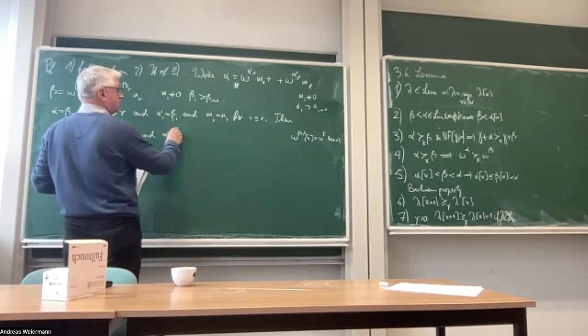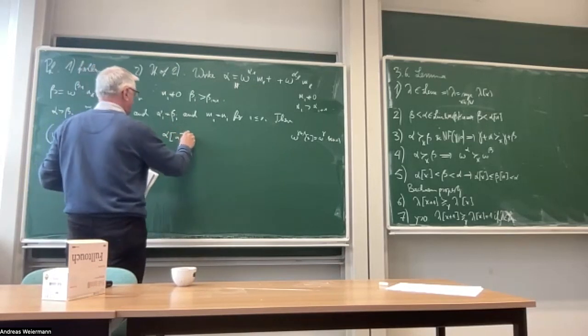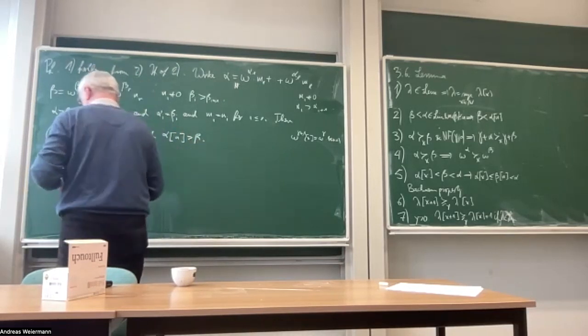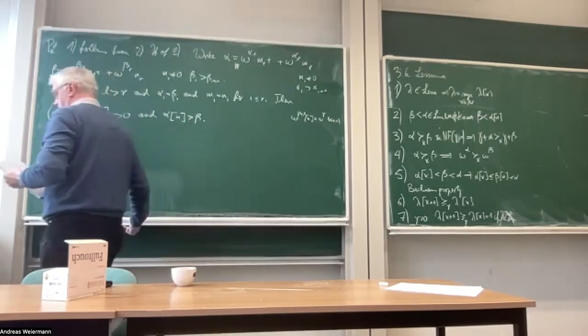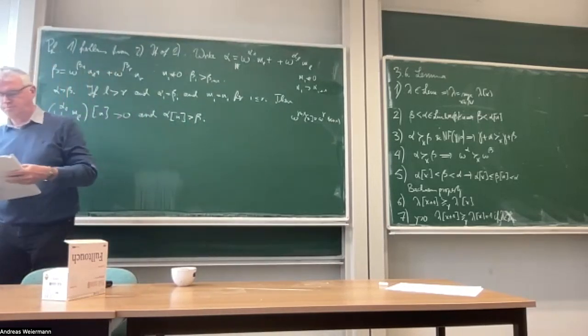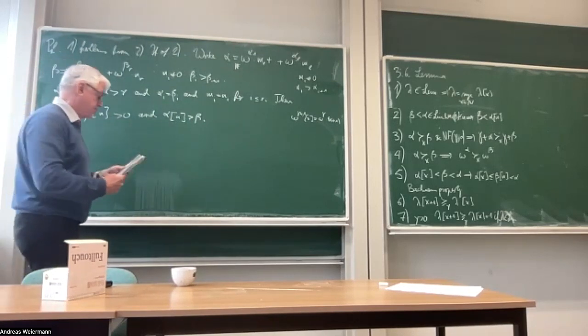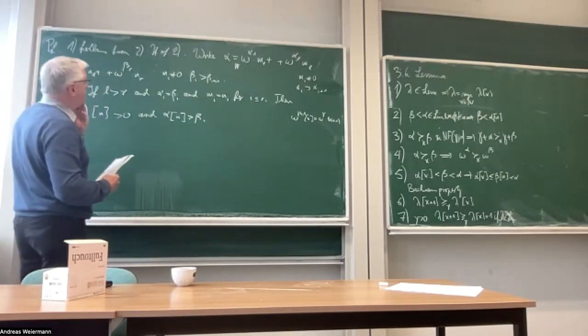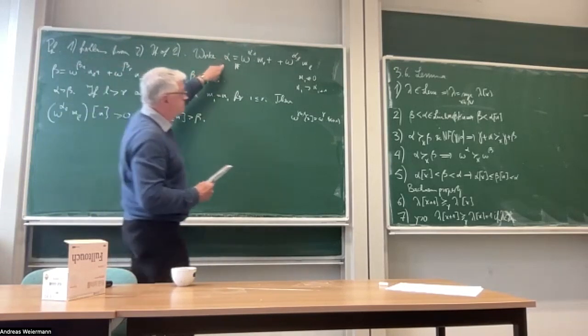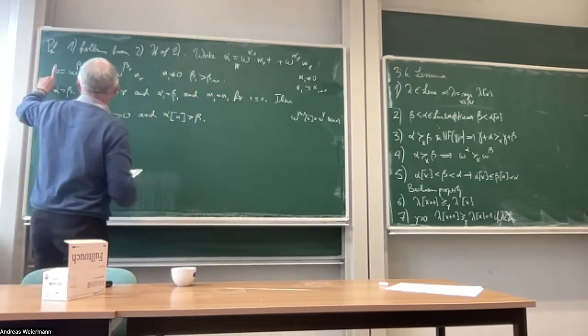Alpha of n is bigger than 1. Okay. Now, what else can happen? We have alpha is bigger than beta.